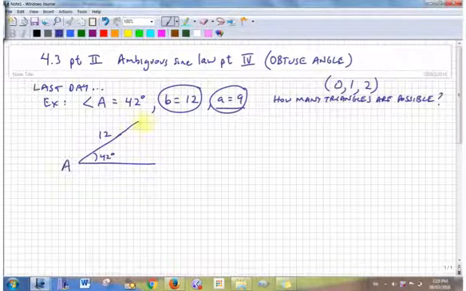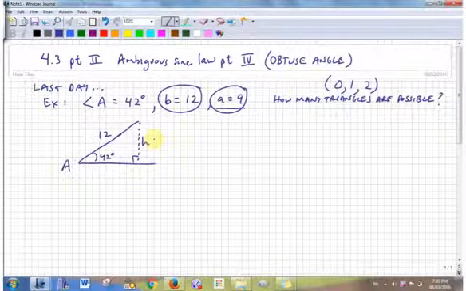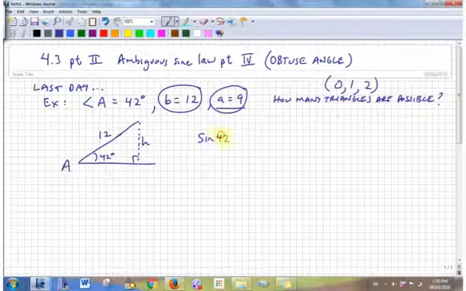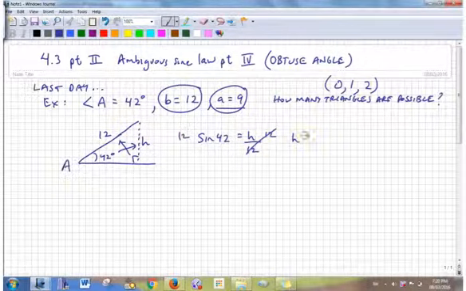So the first thing you have to do is find out what is the minimum length required to make a triangle, because if it's less than the height here, then it's going to be 0. No triangles are going to be possible. So going back to grade 10, sine of 42 is opposite over hypotenuse. Okay, find what h is, solve this for h. It's 12 times sine 42.